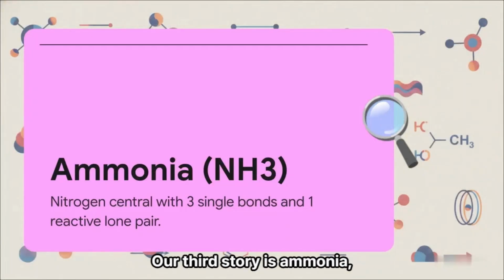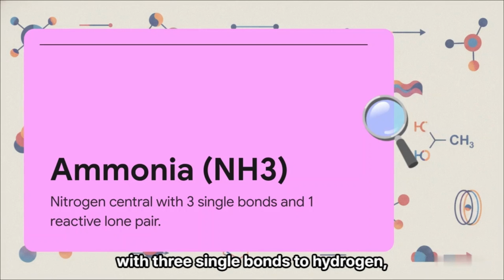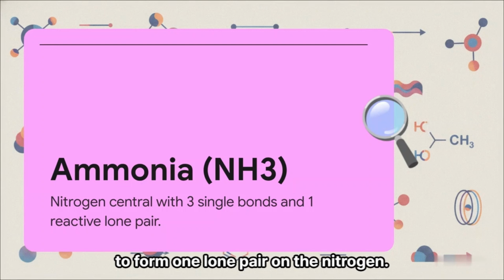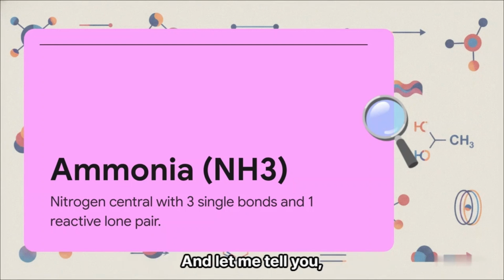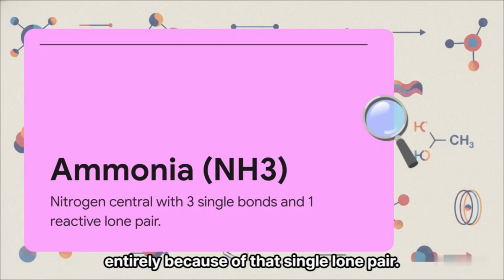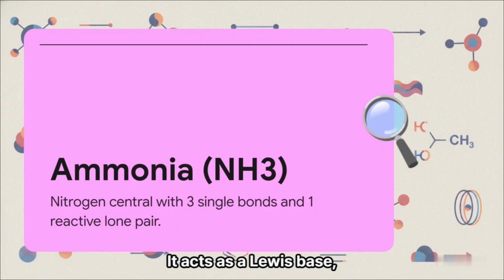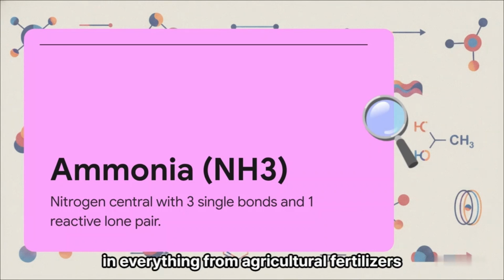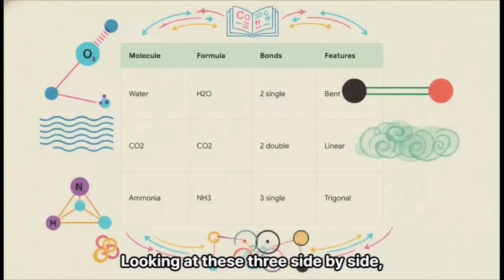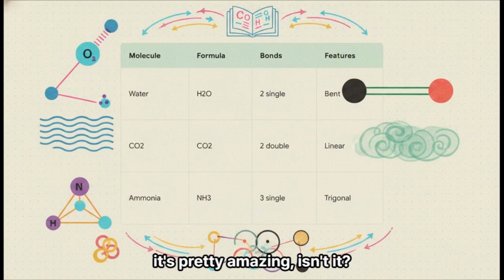Our third story is ammonia, NH3. Nitrogen sits in the center, with 3 single bonds to hydrogen, leaving exactly 2 electrons to form 1 lone pair on the nitrogen. And let me tell you, ammonia has a massive chemical personality, entirely because of that single lone pair. It acts as a Lewis base, meaning it is super eager to just donate those electrons. Because of this, ammonia does the heavy lifting in everything from agricultural fertilizers to the amino acids building your own body. Looking at these 3 side by side, it's pretty amazing, isn't it?